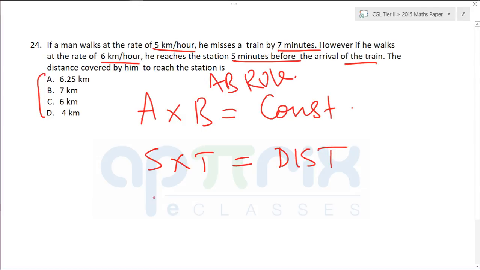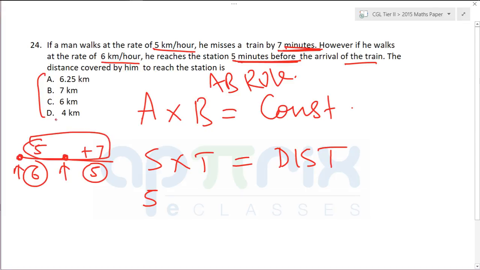Now try to understand, initially speed was 5, so he's missing the train by 7 minutes. Missing the train by 7 minutes means what? Reaching 7 minutes late. So if this is the normal time of the train, he is reaching 7 minutes late. I am writing plus 7. In the second case, when his speed became equal to 6, he is reaching 5 minutes before. I will write 5 here. So the time difference between both the cases is 12 minutes. This is the first thing you should know. So this is 12 minutes in the middle.